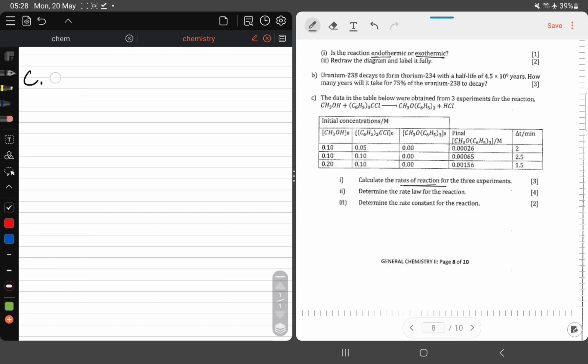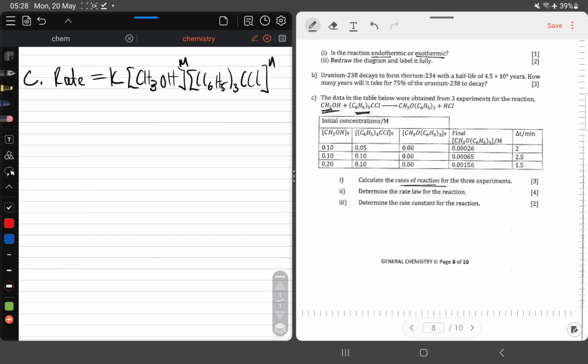So basically, we know that first we need to write the rate law, and it says rate is equal to k times the concentration of the two reactants, which is this. So CH3OH, and then multiplying here, we have C6H5CCl, okay? Concentration. So this is to the power of m, this will be to the power of n.